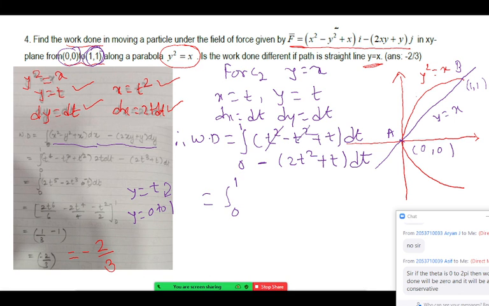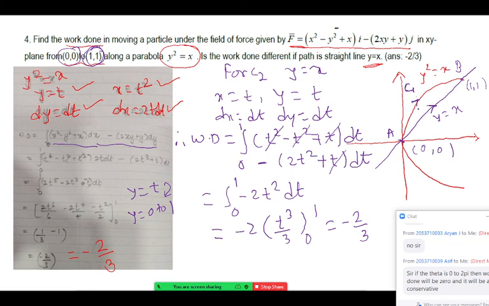This t square minus t square gets cancelled. This is plus t and this is again minus t, so this t and this t also get cancelled. We are left with only minus 2t square, so minus 2t square dt. Minus 2 is a constant outside, it is t cube by 3. Limits are 0 to 1, so the answer is minus 2 by 3. So in this case also we get the same work done. In the first case on the curve C1, the work done from A to B is minus 2 by 3, and if we go along this path then also work done is minus 2 by 3.